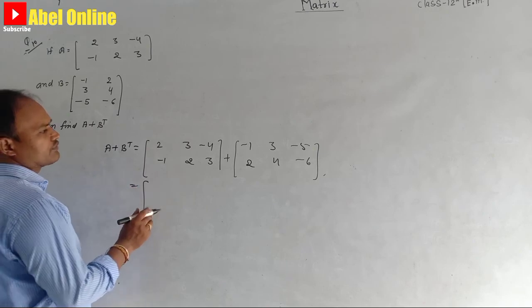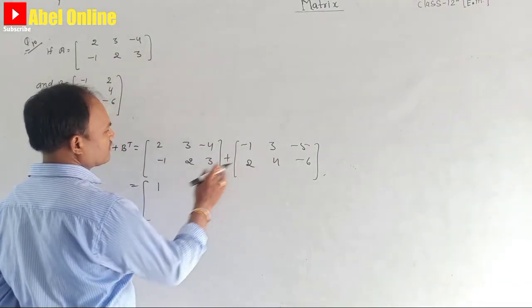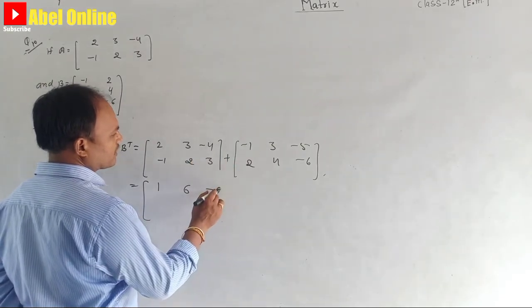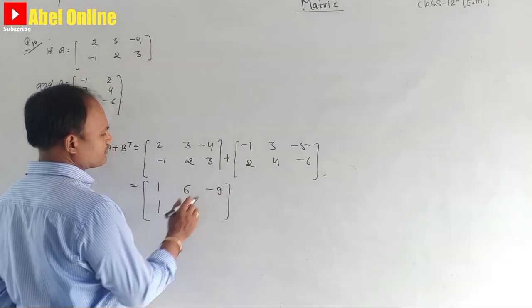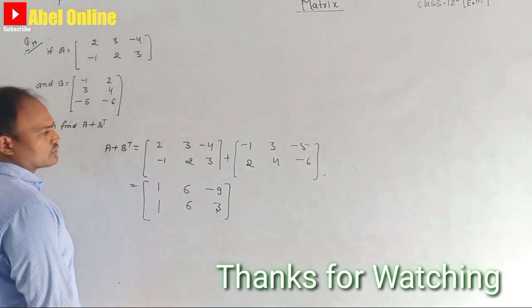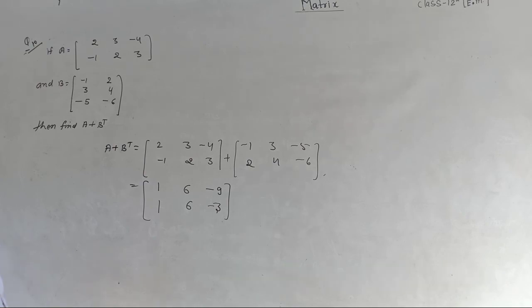So 2 minus 1 is 1, 3 plus 3 is 6, minus 4 minus 5 is minus 9, and minus 1 plus 2 is 1, and 2 plus 4 is 6, and 3 minus 6 is minus 3. So this is your answer. A plus B transpose is this.